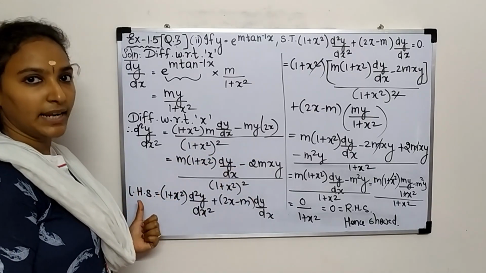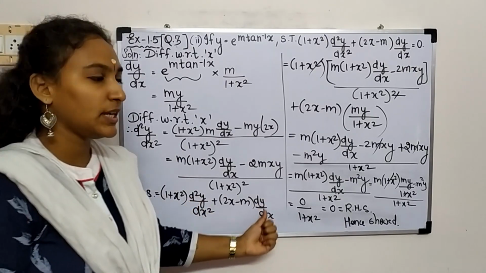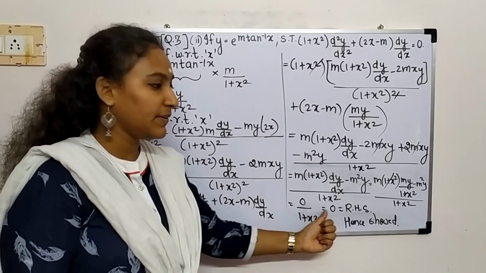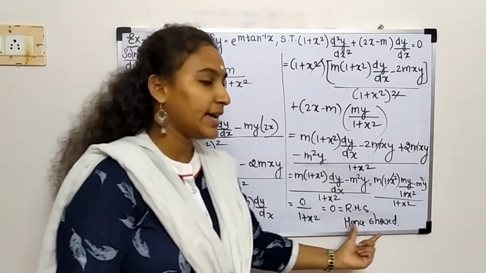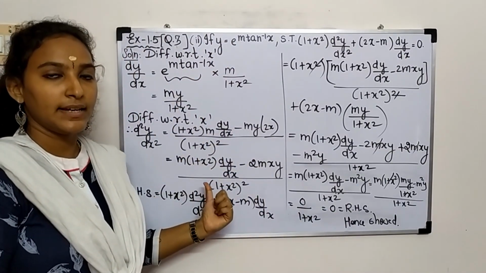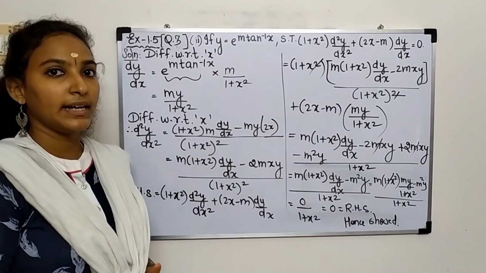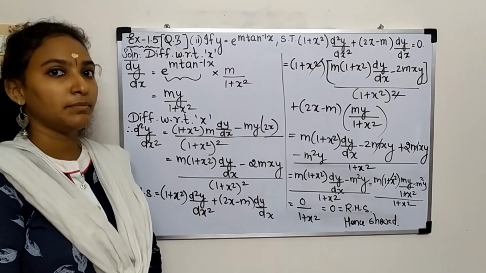After that we considered our LHS, substituted for d square y upon dx square and dy by dx. So finally we got our answer as 0, that is our RHS. Hence shown. Okay. Hope the solution is clear now. Do practice it again and again to remember it very well. Okay. Now let us solve question number 3.